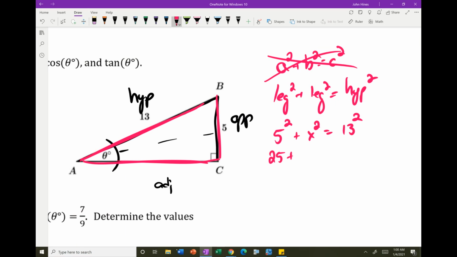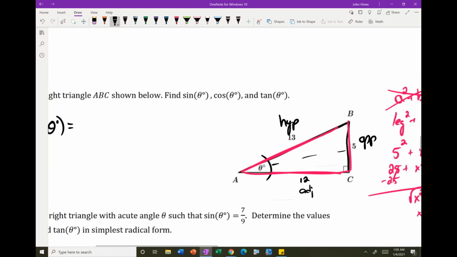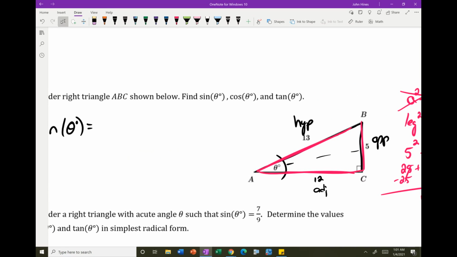So 25 plus x squared is 169. I'm going to subtract my 25. Willow is barking in the background saying hi to all of you. 144. And we square root and we get 12. So I can always find the third side of a right triangle, and we're going to do that a lot. So my adjacent side is 12.